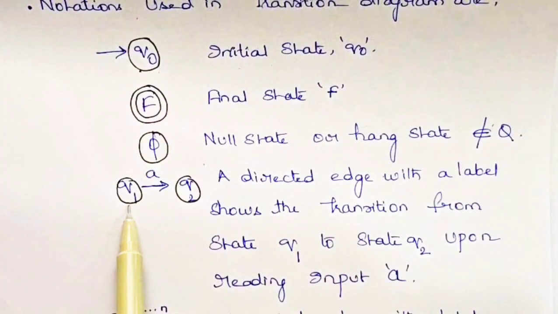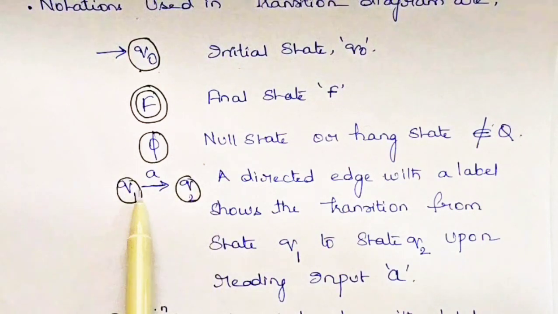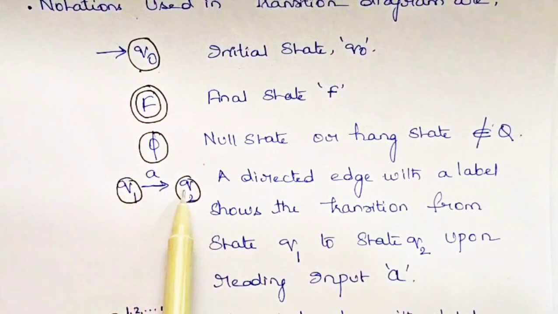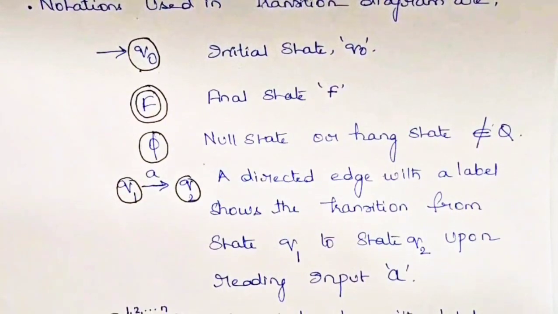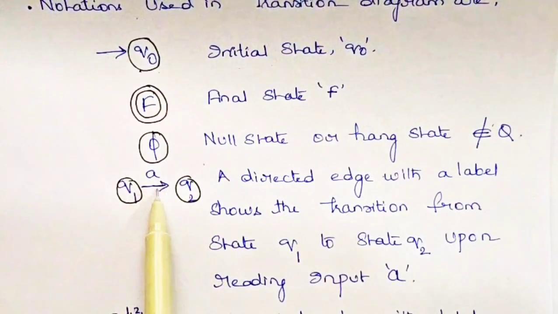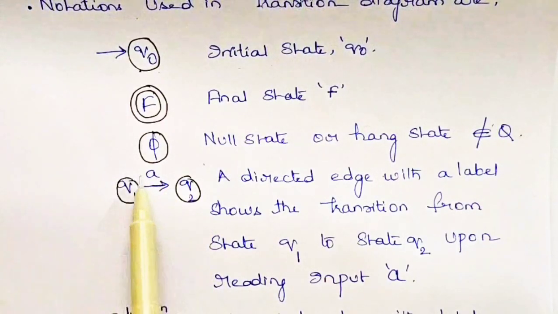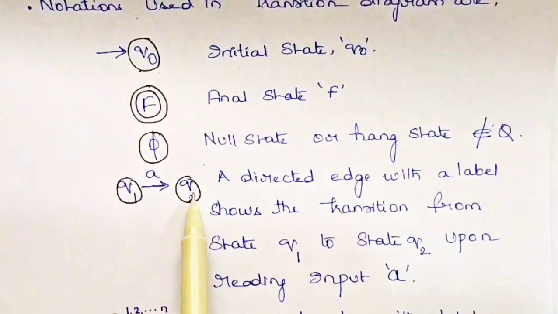And the next notation is, here we consider the node Q1 and the node Q2. In between we have a labeled edge which is labeled with the input A. It means that it is a directed edge from the state Q1 to Q2, such that upon reading an input A, the finite automata will configure its state from Q1 to Q2.